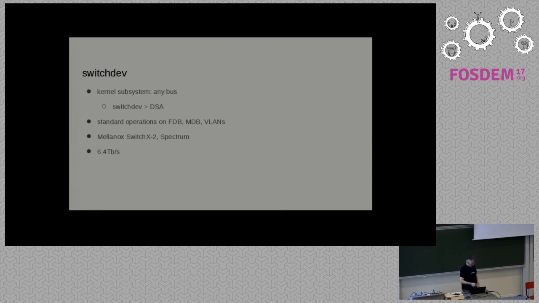If you want to take a look at the SwitchDev subsystem, look at the kernel source, include net switchdev.h. That's the entire API. It's super simple because it's just so generic. I encourage you to take a look at it. So that's all I got. Any questions?